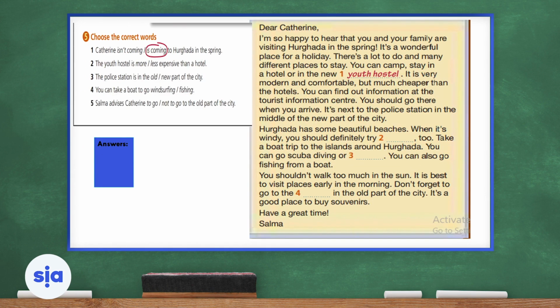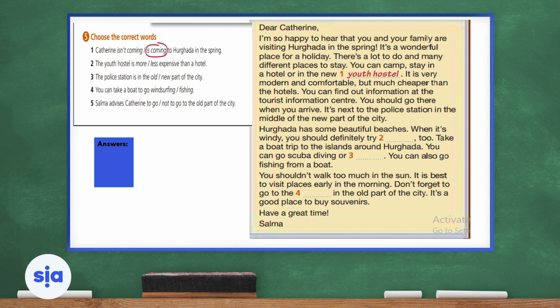Okay, now we're going to exercise 5. We're going to choose the correct words. Number 1 is already done for us, so let's read it together. Catherine isn't coming or is coming to Hurghada in the spring. After we have read the email, we know that Catherine is coming to Hurghada in the spring.